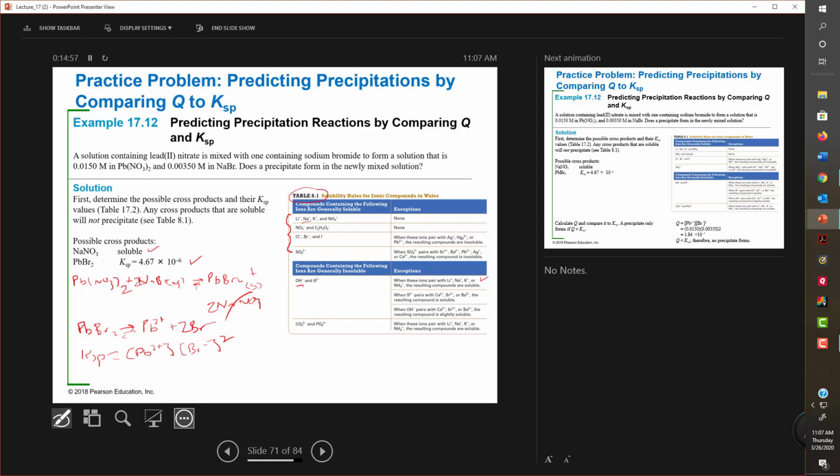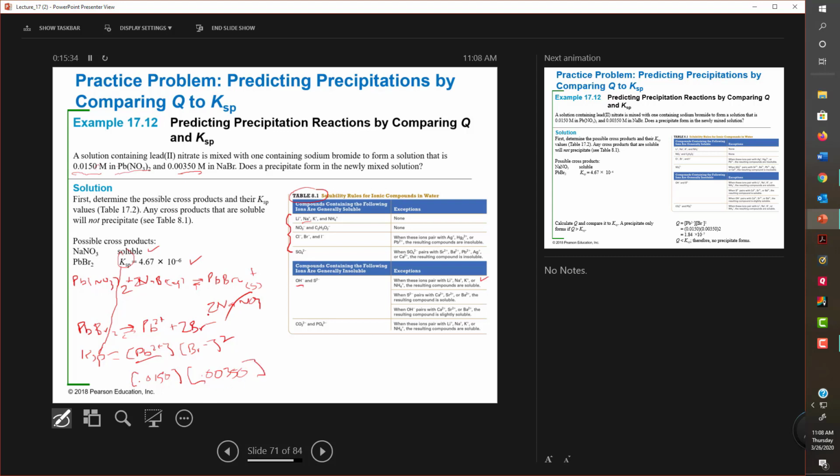So what we know is, we know what the Ksp is. Ksp is here. We're going to plug that in there. We can figure out what the lead concentration is, the lead(II) ion. So up here, this is the concentration of the substance, and it's 1 to 1. So that is the concentration of the lead, 0.0150. All right. And then we know that the sodium bromide concentration is 0.00350. So you may be saying, well, don't we multiply that by 2?